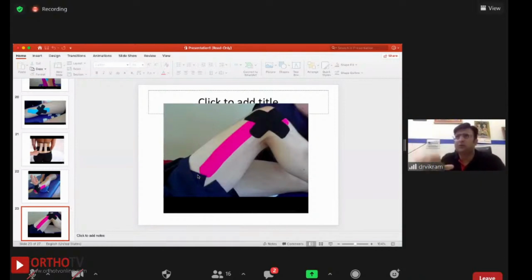There are basic principles. When we are doing muscle facilitation, we go origin to insertion. And when we are inhibiting, we go insertion to origin. Here, when I'm doing an IT band, we go from insertion to origin, and we stabilize the joint by putting an X tape over here.